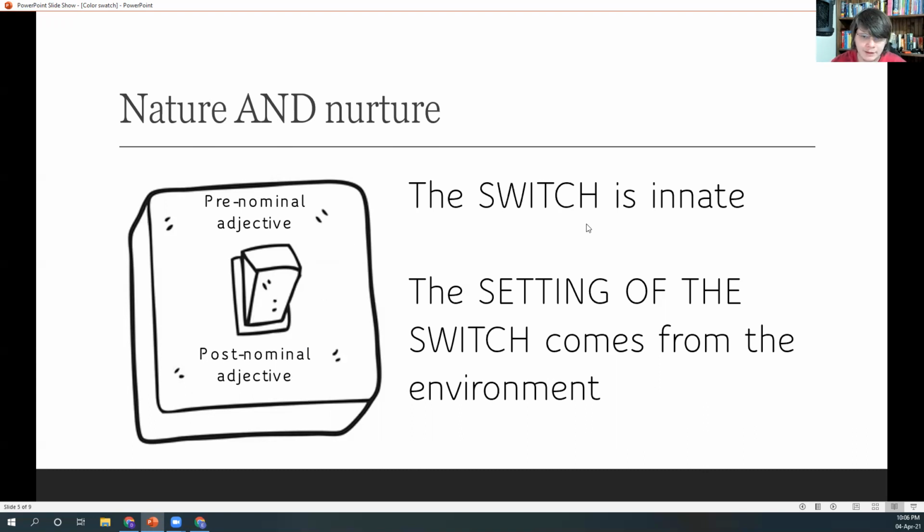Okay, so as it says here, the switch is innate. The setting of the switch, whether it's pre-nominal or post-nominal, comes from the environment. And that's something that I've observed with my daughters. My daughters have a Mexican mother and me as their father, obviously. And sometimes they get confused. They will say something like the car red because they were thinking in Spanish. And sometimes they'll say it wrong in Spanish. They'll say things like el rojo coche. So in this case, this theory of language acquisition takes into account nature and nurture.